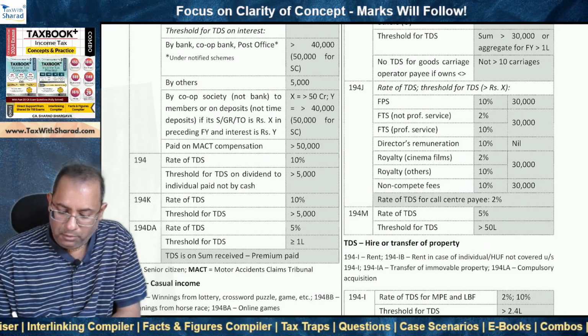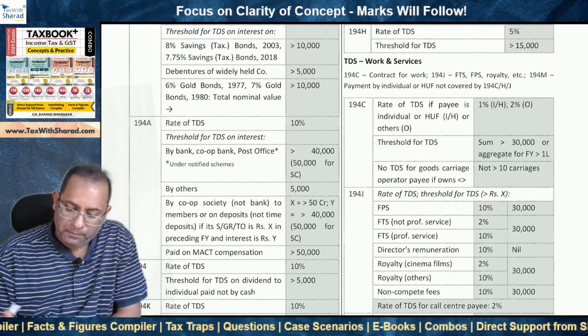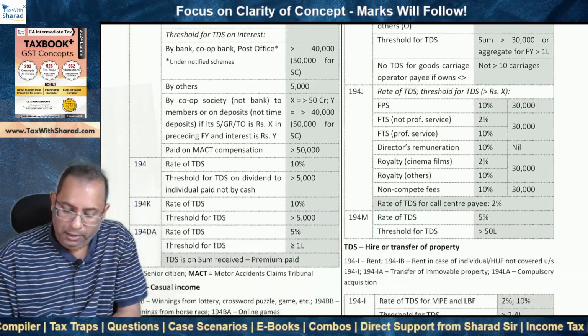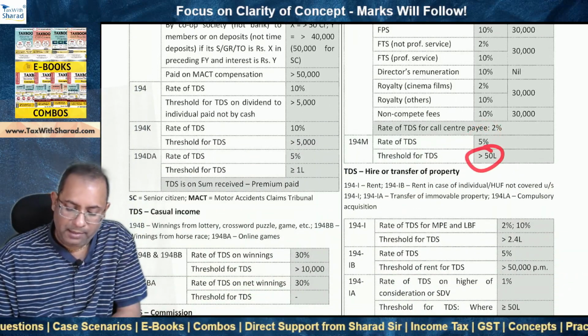The rate of TDS for call center payee is 2%. 194M is payment by individual or HUF who is not covered by 194C, 194H or 194J. In such case, the rate is 5% and threshold is more than 50 lakh.